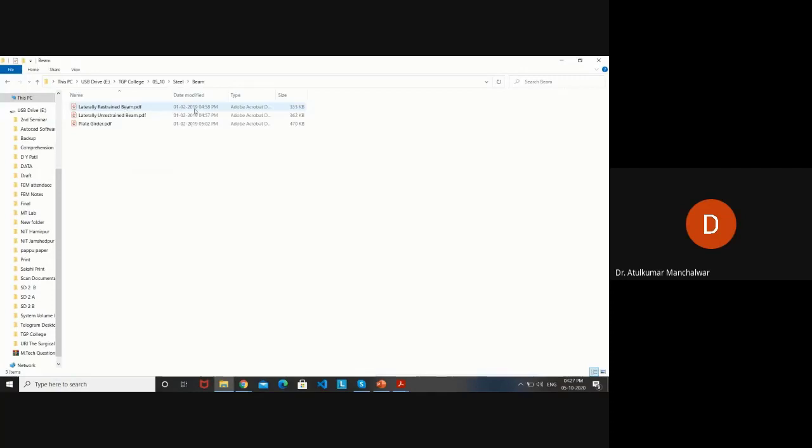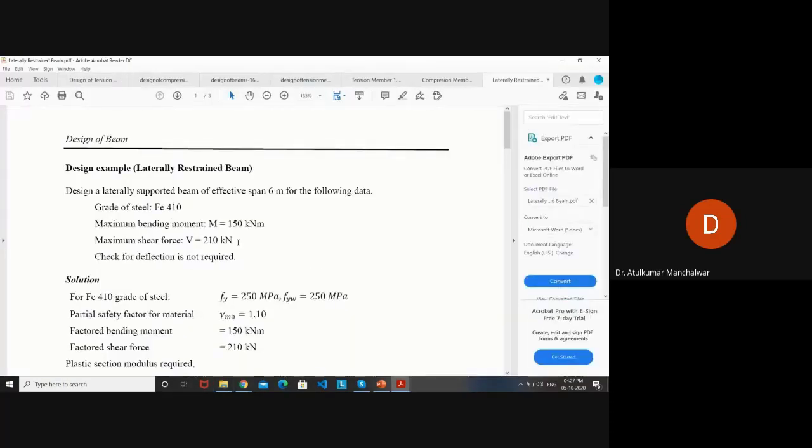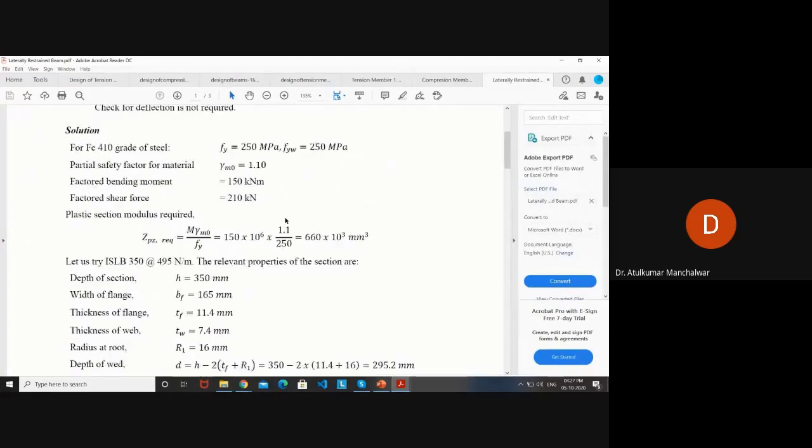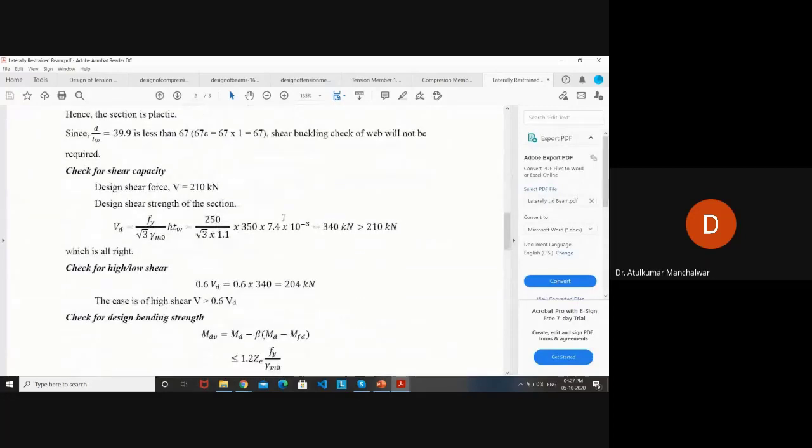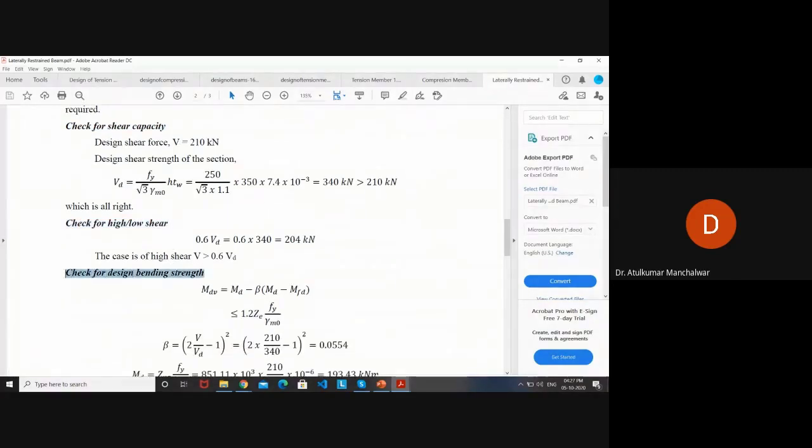So beam also we have a type of beam. In which pattern will the beam fail? So we will see this beam. Generally, while we are going to design a beam, most importantly the beam will fail under the shear. Check for the shear, check for high and low shear. Then check for bending strength.